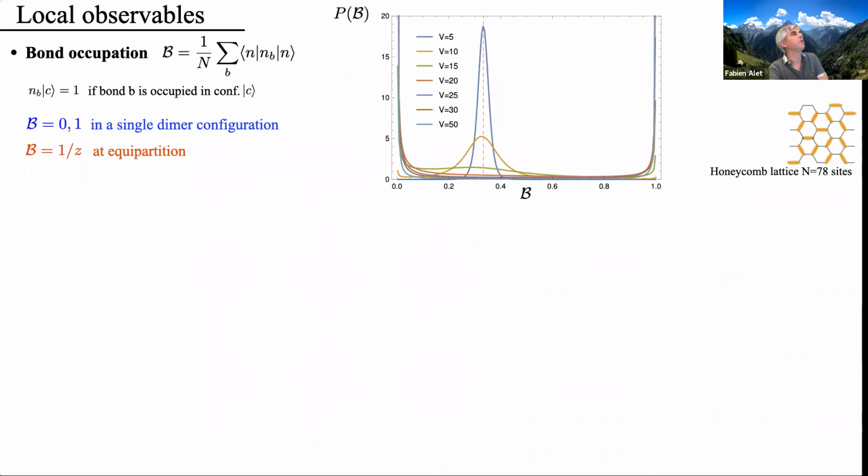This is the same thing, but not looking just at a snapshot, but at the full distribution of this bond occupation observable. And essentially the same picture emerges as the one from the snapshot. If you look at the distribution of this B, it has to be 0 or 1 if it's a unique dimer configuration, and it's 1 over Z, where Z is the coordination number of the lattice. Here, for the honeycomb lattice, it's actually 3. It should be 1/3, and this is exactly what we see. The distribution of bond occupation is Gaussian, peaked around 1/3 at small disorder. And if you crank up disorder, you will see strong peaks developing at values 0 and 1, which is exactly what we expect if we have MBL. That's MBL.